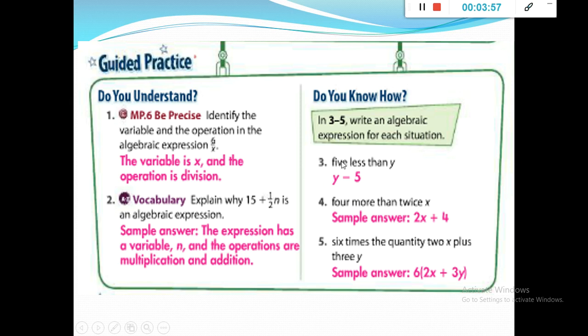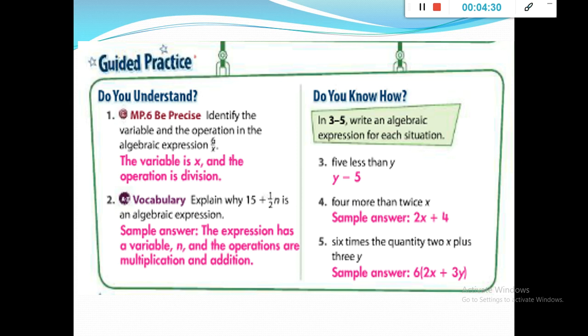Here, for example, when he says 5 less than y, less than means I have to use subtraction. So for 5 less than y, when it's less than, we have to flip them. So it becomes not 5 minus y, it becomes y minus 5. In subtraction, it matters which one is first, but in addition, it doesn't matter. y plus 5 is the same as 5 plus y. But in subtraction, it matters. So the answer is y minus 5.